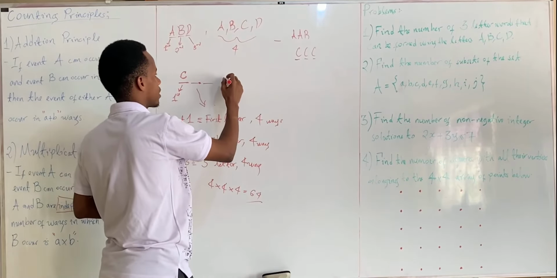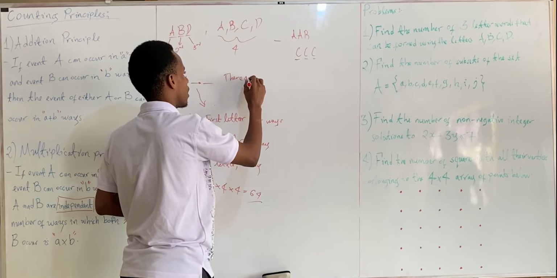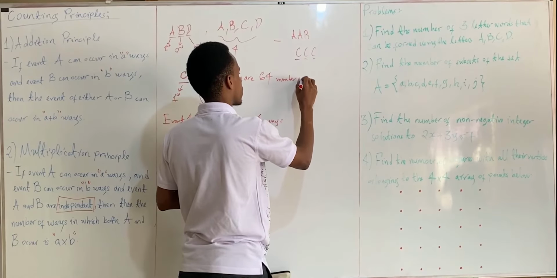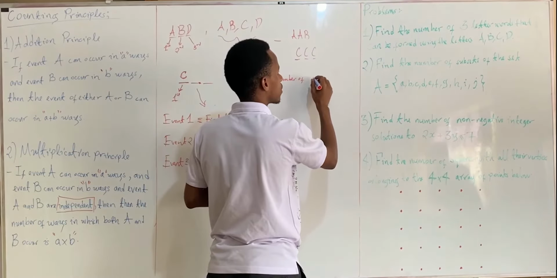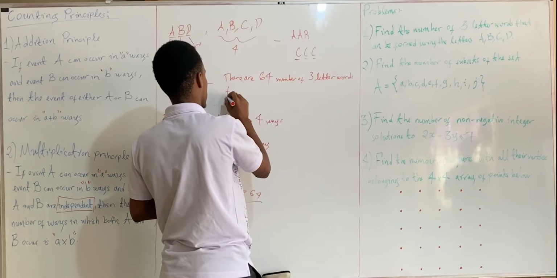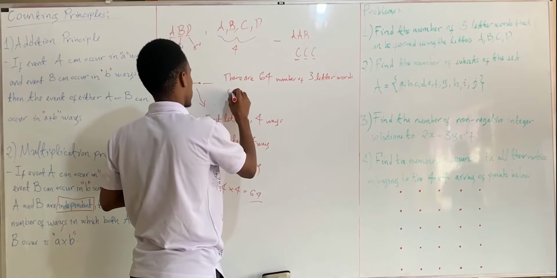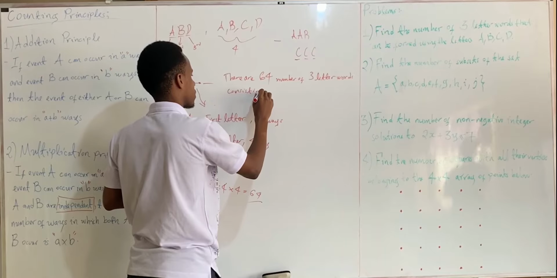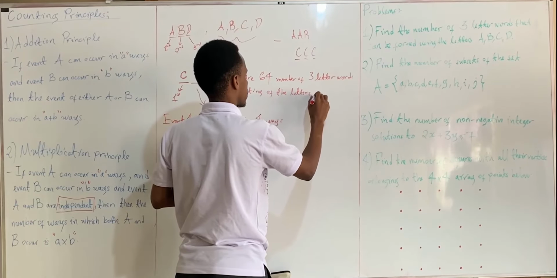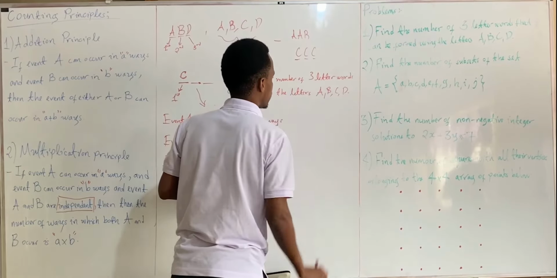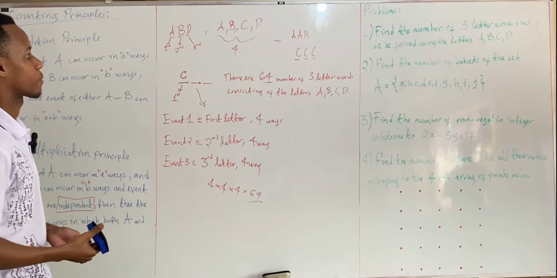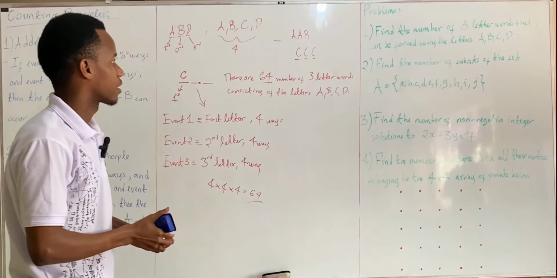In this case, you can say that there are 64 three-letter words consisting of the letters A, B, C, D. So this is our final answer: only 64, no less, no more. Yeah. So we move to the second problem.